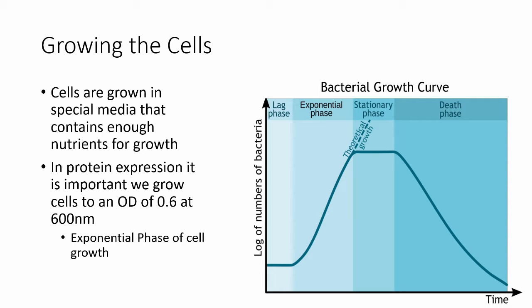Before we can actually even express a protein, the first thing we need to do is grow the cells. In order to grow our cells, we usually just inoculate them in media and then let them grow at 37 degrees Celsius for a set amount of time. During this time, you can see that the bacterial growth will have 4 major phases. At the beginning, we have our lag phase, where the cells are still getting used to their environment. Eventually, we move on to the exponential phase, where the cells are rapidly growing and taking up all the nutrients until eventually all the nutrients are depleted.